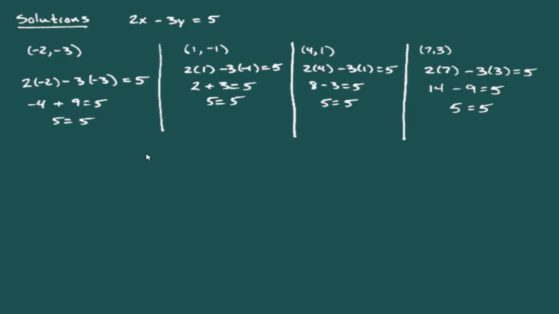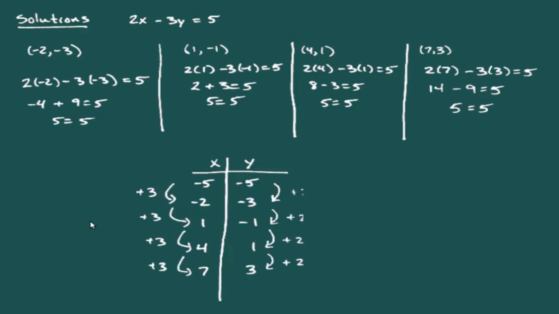Now, when we talk about patterns in those solutions, if we do something called a T-table, and we look at the x value and the y value for points along those solutions, if we look at the x values, we go from -5, -2, 1, 4, and 7. A common pattern between each one of those is that we can go from -5 to -2 by adding 3. -2 plus 3 gives us 1. 1 plus 3 gives us 4, and 4 plus 3 gives us 7.